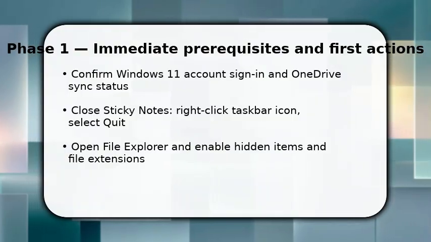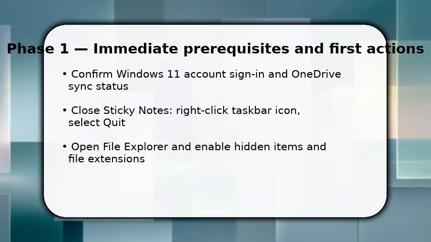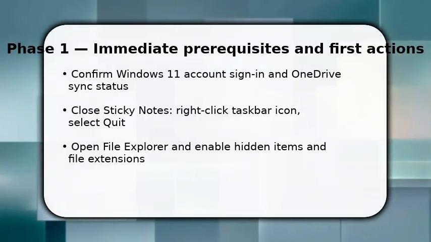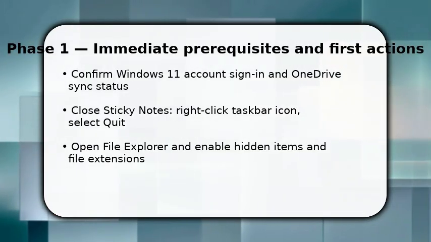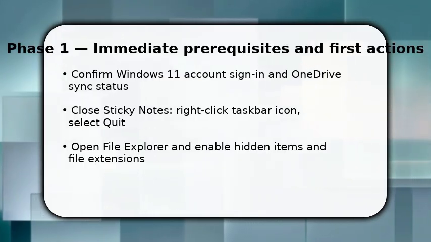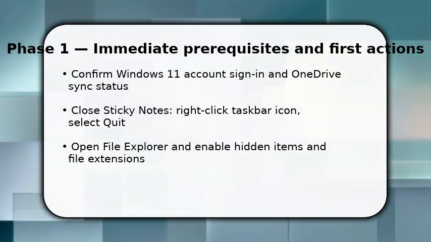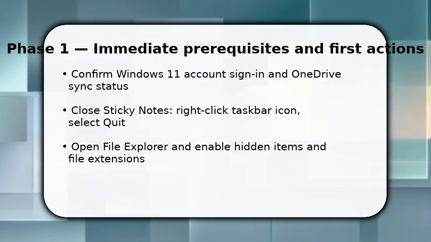You'll start by closing Sticky Notes and locating its data. First, quit the app so files aren't locked. This prevents corruption. Next, open File Explorer and enable hidden items and file extensions so you can see system folders.